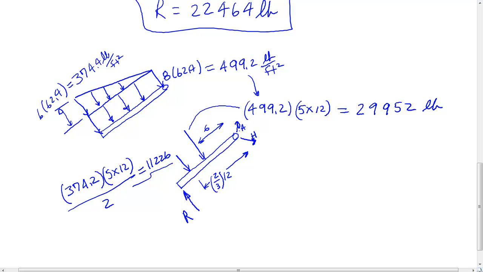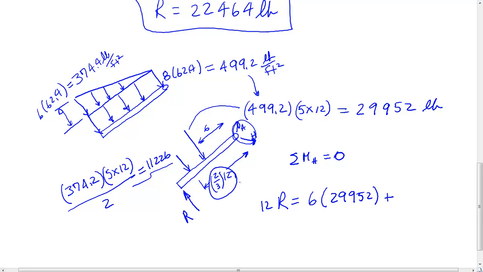But we're summing the moments about the hinge here, so if we sum the moments about the hinge, we end up with reaction times 12 is nothing more than 6 foot times 29,952 plus this number right here, which ends up being equal to 8 foot times 11,226. Now before we go on any further, let's check a couple things.